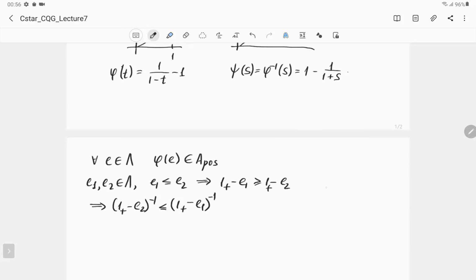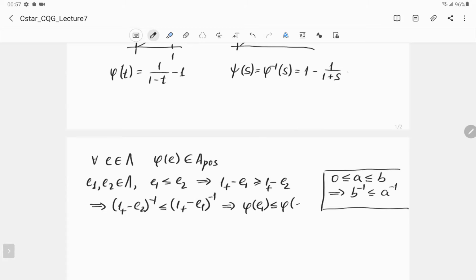So this follows from a property of the order relation. At the previous lecture, we proved that if A and B are positive and invertible, and A is less than or equal to B, then B inverse is less than or equal to A inverse. Okay, so we have this inequality, and this inequality readily implies that phi of E1 is less than or equal to phi of E2. So phi is order preserving.